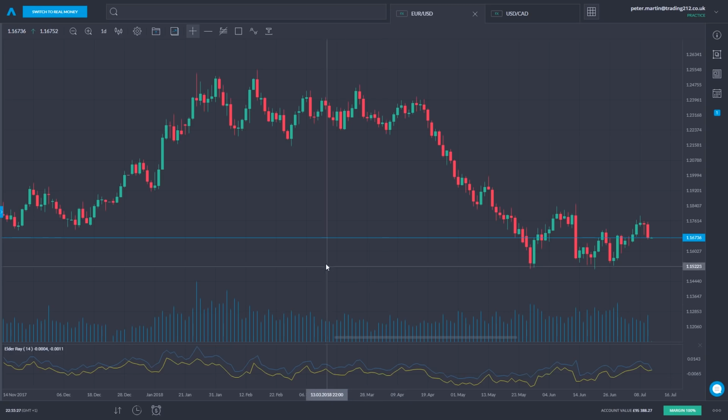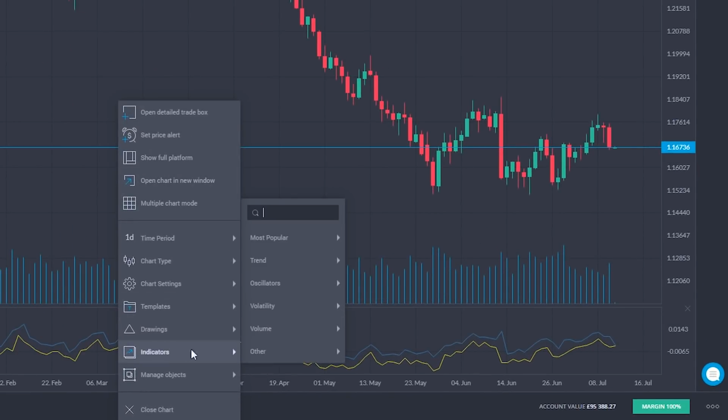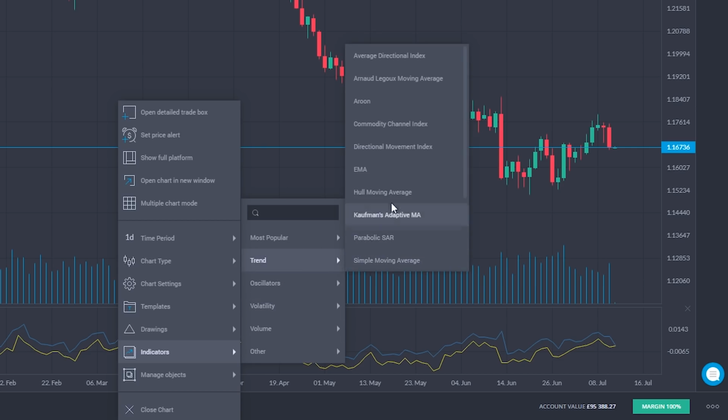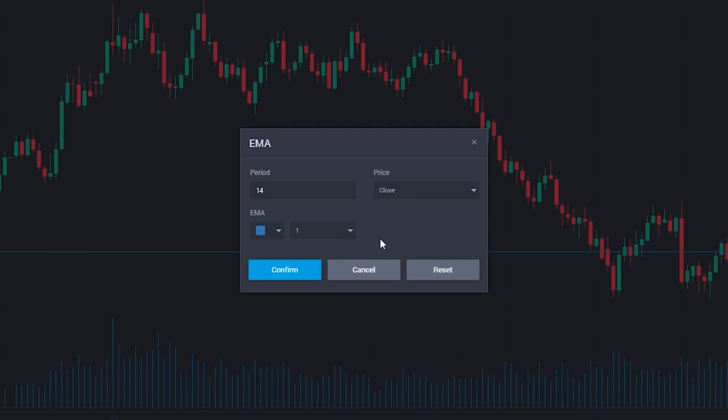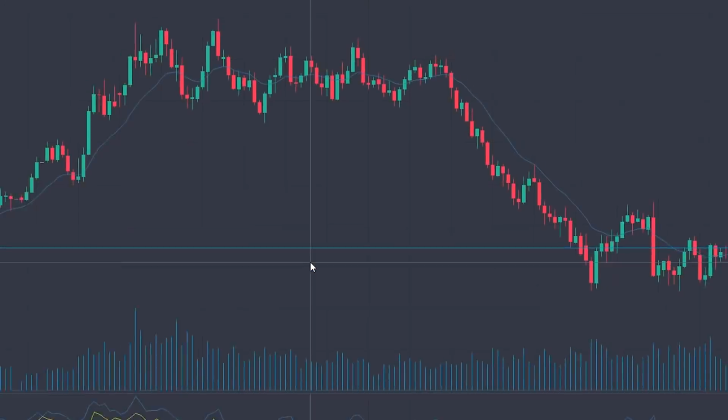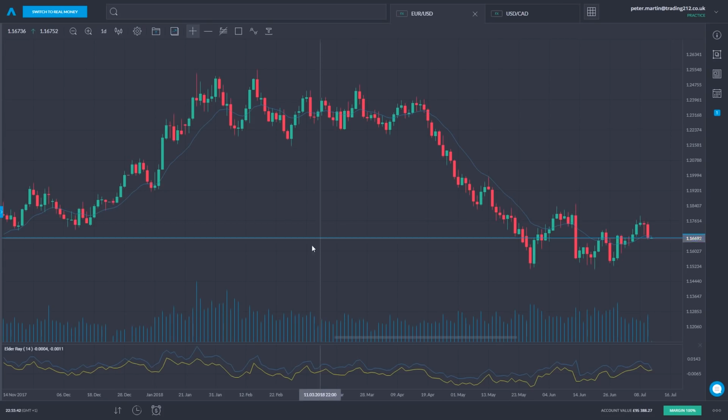So I'm going to add an EMA quickly. So right click once again and click Indicators, Trend, and EMA. So this is the exponential moving average. Default values once again 14 period. That's what I want because that matches what I've already chosen for the Elder-Ray. So I'll click confirm and I get this blue line here. Quite simply, the slope of this indicator dictates what we're saying is the trend. We get an upslope, we say it's an uptrend. We get a downward slope, we say it's a downtrend. So when we're seeing an upward slope, we can only buy. When we're seeing a downward slope, we can only sell. So it's like a filter.